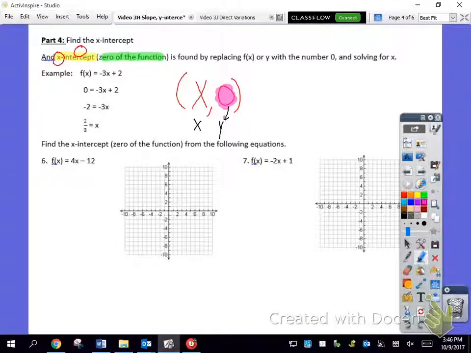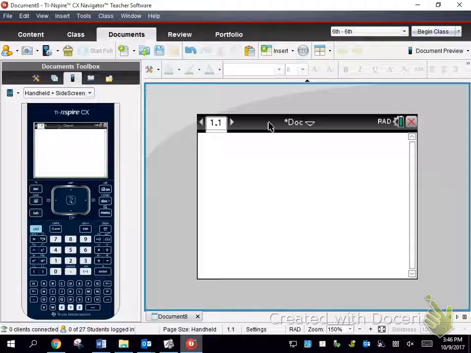What's another name for y? f of x. So I just take 0 and place it in for f of x. So if I want to find the x-intercept, I'm going to take 0 and place it in for f of x. Now, we had talked about how to go to nSolve and plug it on your calculator.